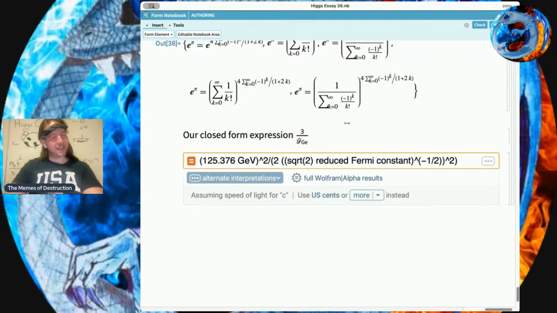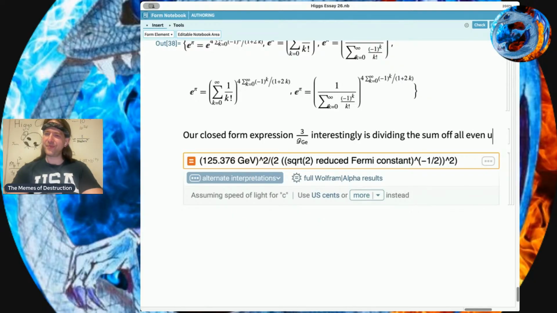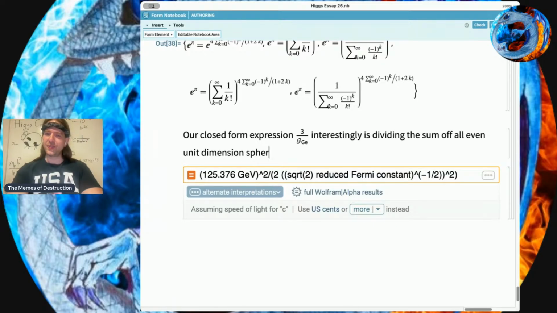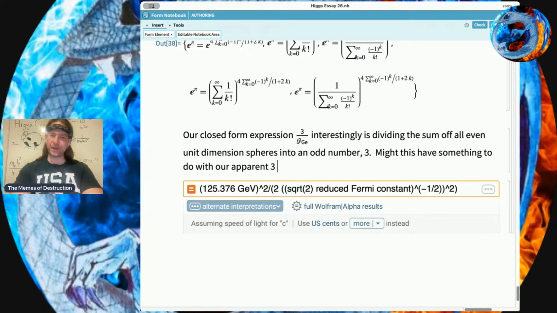G. There we go. Not the General Electric G. Okay, our closed ring expression 3 over pi. Interestingly, is dividing the sum of all even unit dimensional spheres into an odd number, 3. Might this have something to do with our apparent 3 spatial dimensions in which we exist?